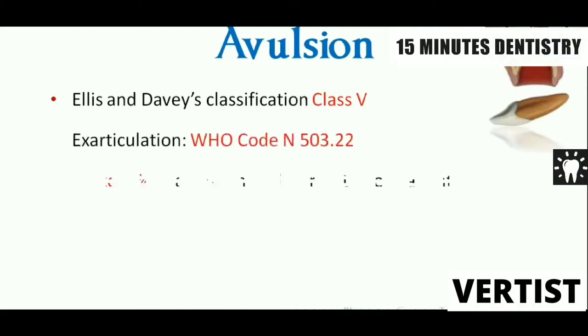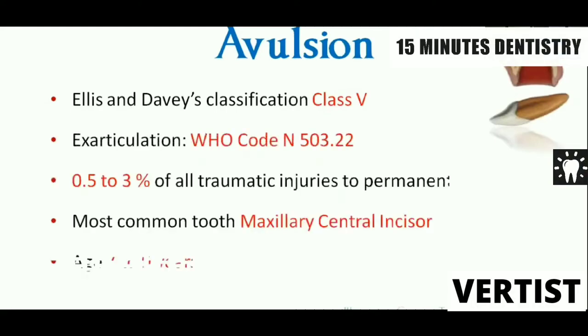Avulsion, according to Ellis and Davey's classification, is class 5. It is X articulation, and according to the WHO code, the code is N503.22. Avulsion being the most severe form of traumatic dental injury, we're lucky that it constitutes only 0.5 to 3% of all traumatic injuries to the permanent teeth.